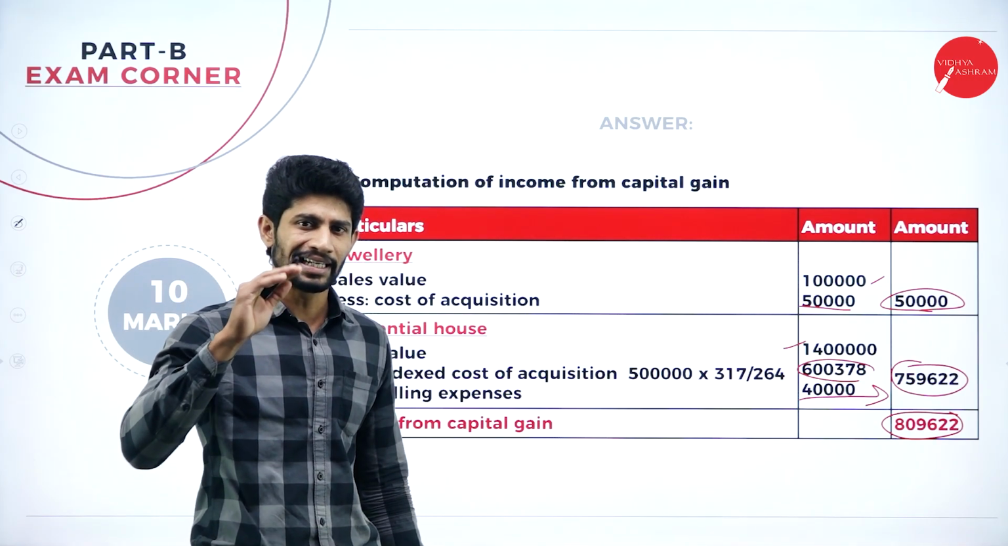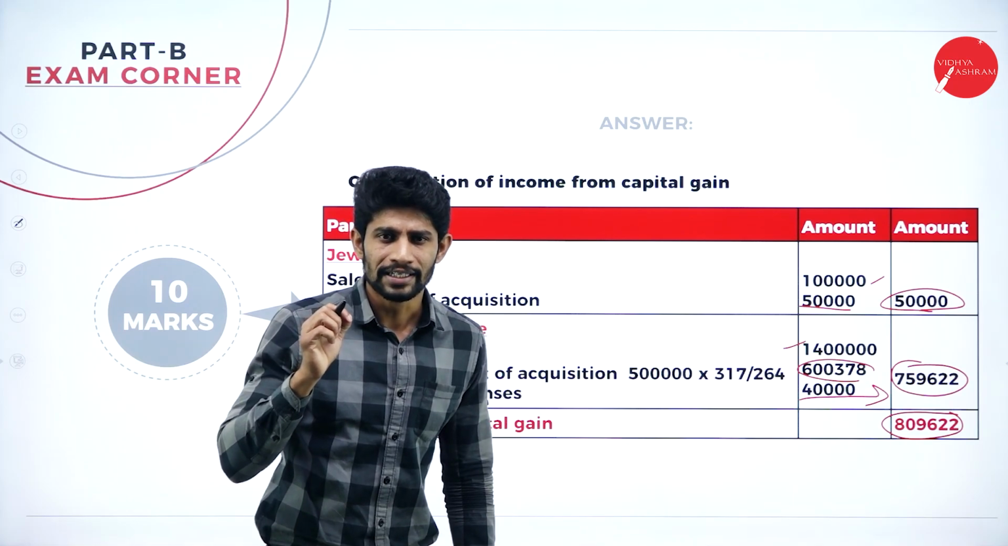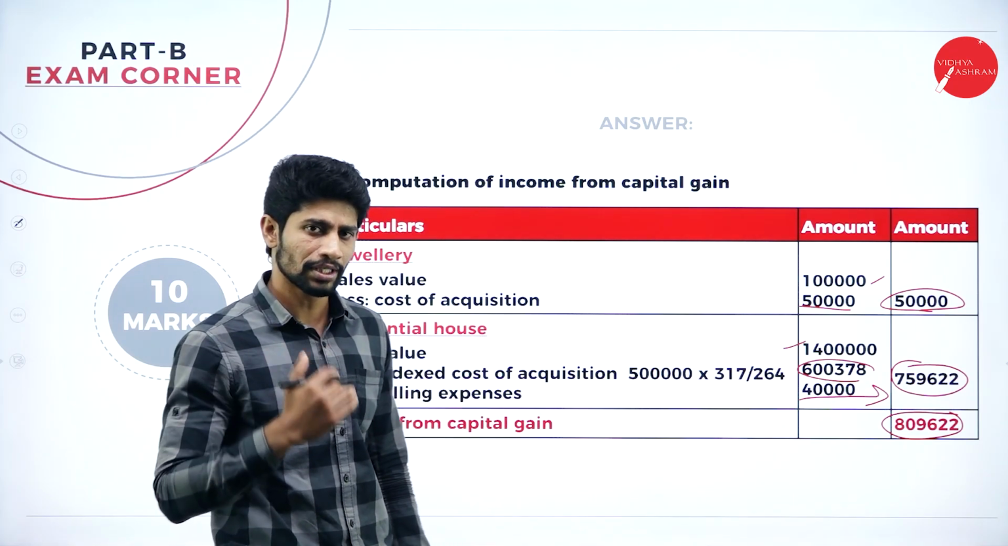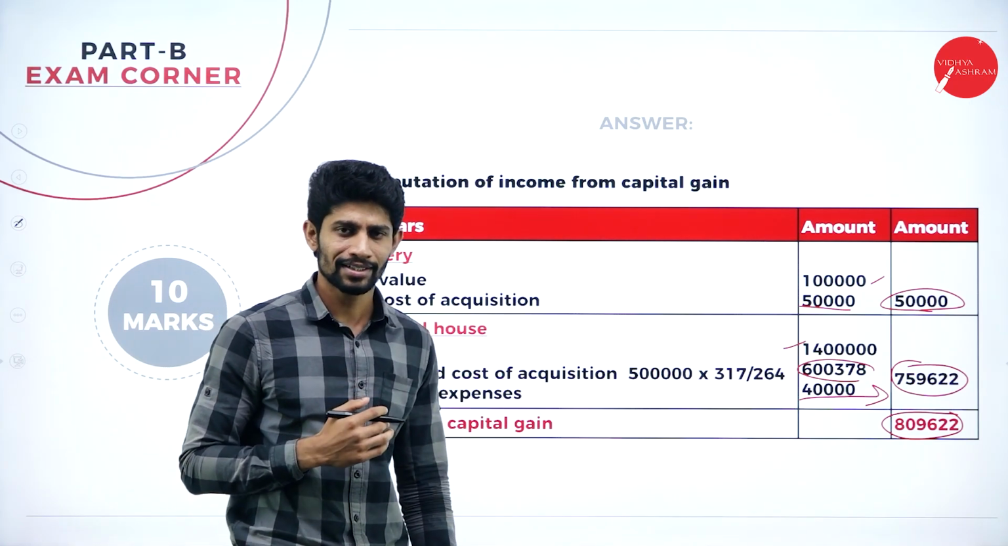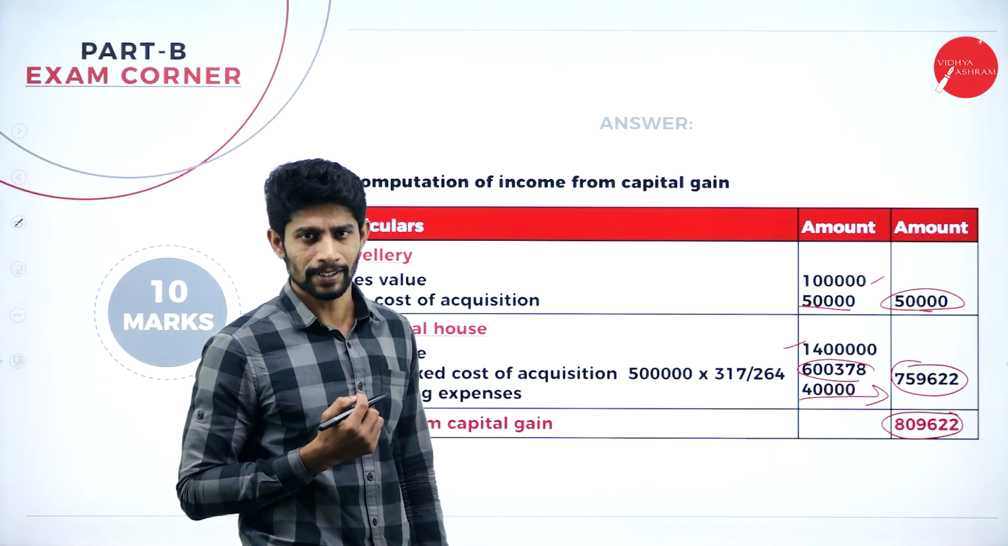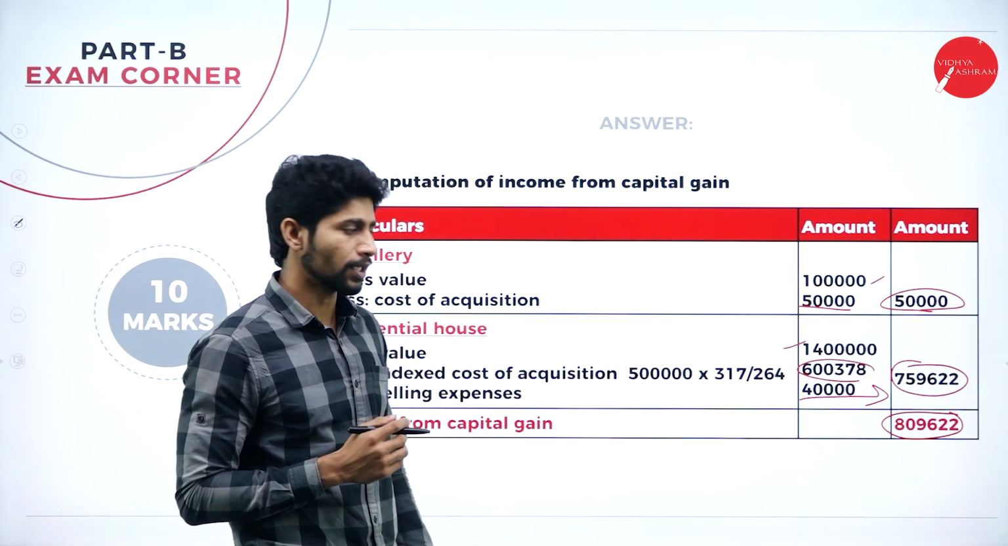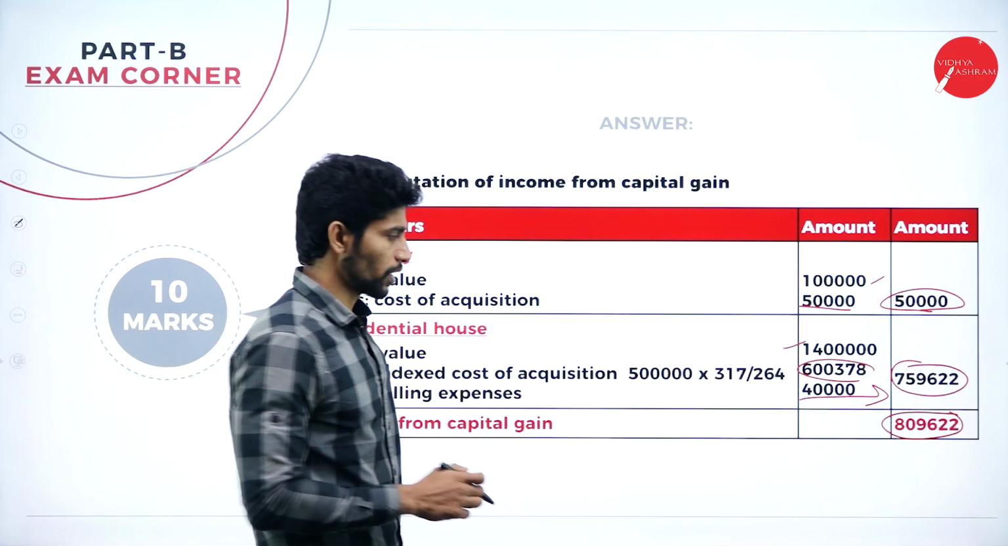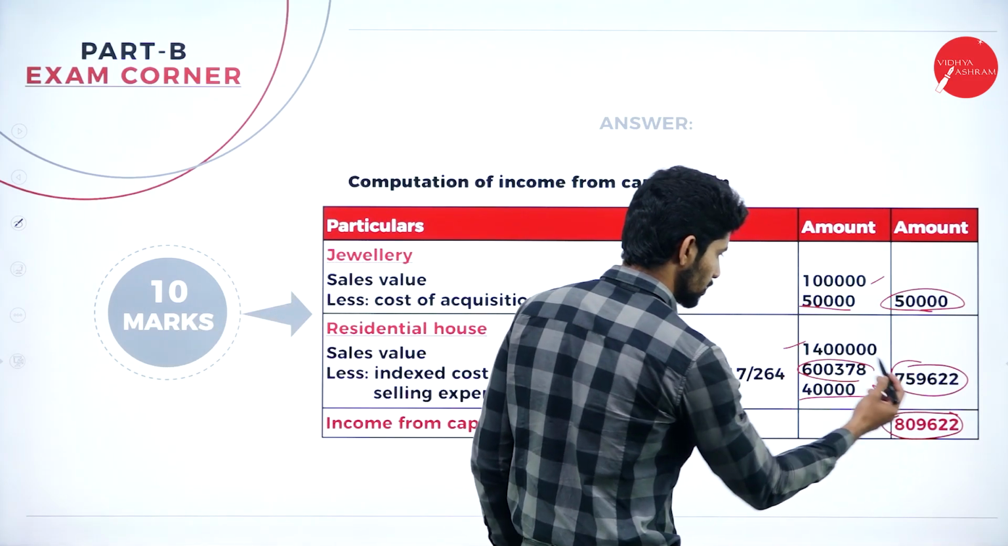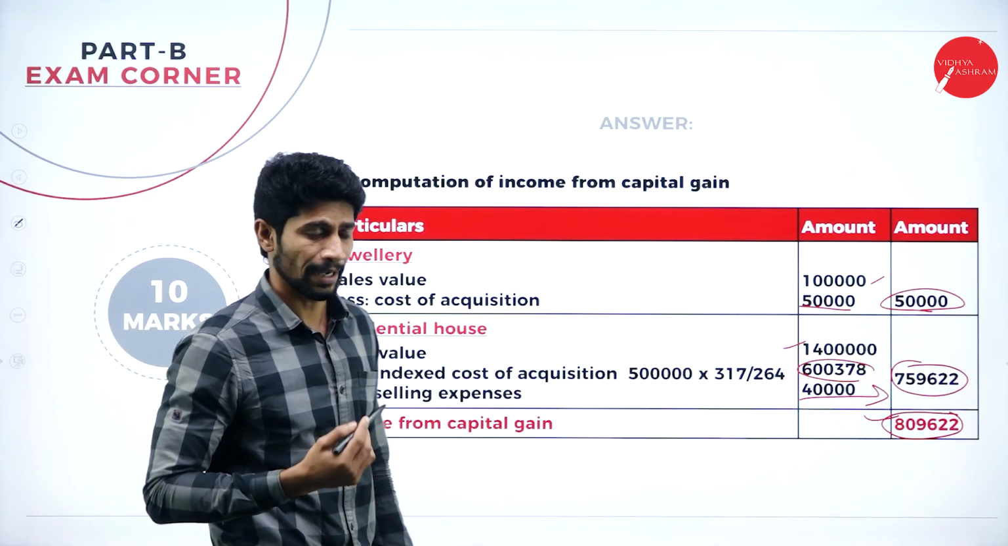If there is any deduction under section 54, give the deduction, then whatever balance you get, that balance is called income from capital gain. If there is no deduction with respect to section 54, then whatever amount you get here, this amount itself is called income from capital gain.